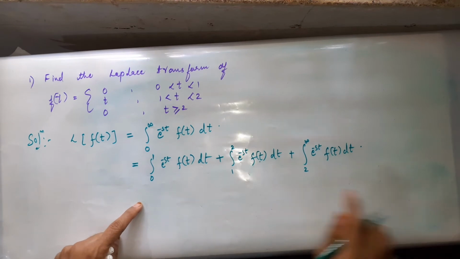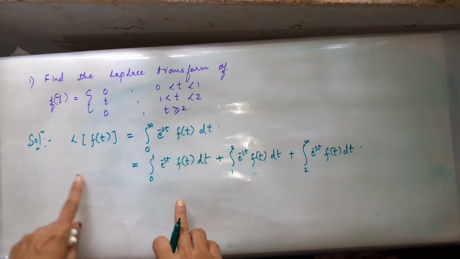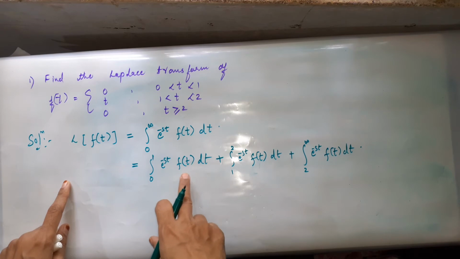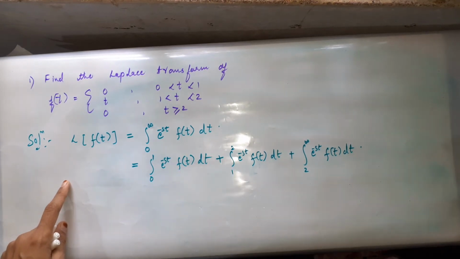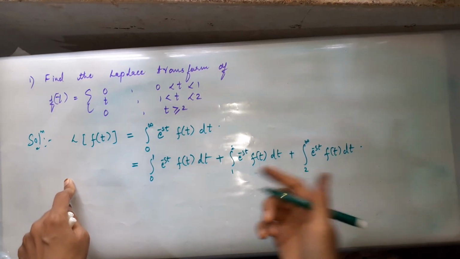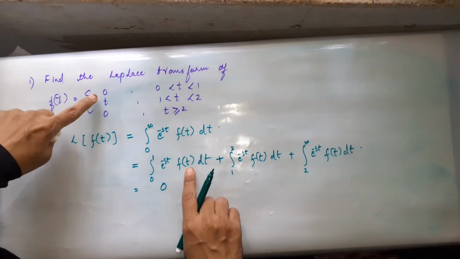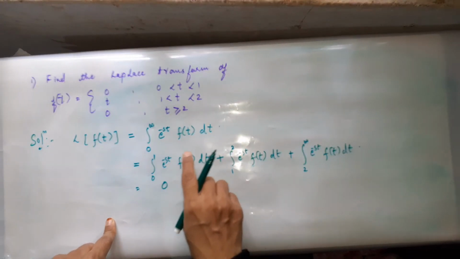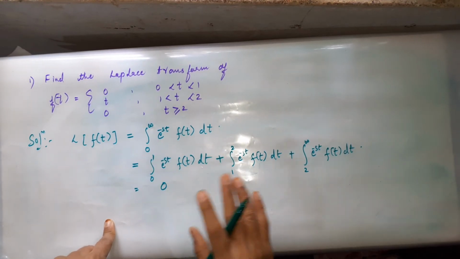Now, as per the given definition, we'll put the values of f of t over here. In the interval 0 to 1, the function value is 0. No matter what e to power minus st is, 0 into e to power minus st becomes 0, and the definite integral of 0 is again 0. So this part will turn to 0.